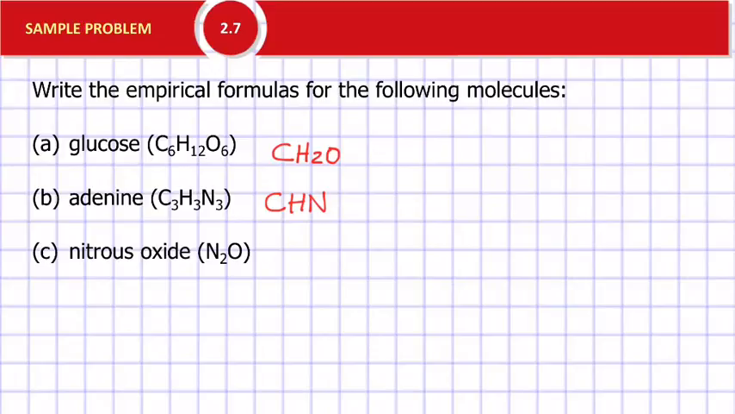Nitrous oxide, that's laughing gas. If you go to the dentist, they may give you nitrous oxide. What's the empirical formula for that one? It's the same as the molecular formula. A ratio of 2 to 1 is the smallest ratio. So this one's N2O. Sometimes the empirical and molecular formulas are the same.